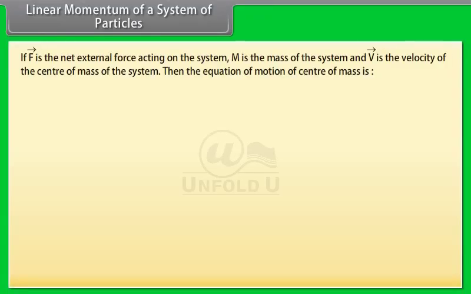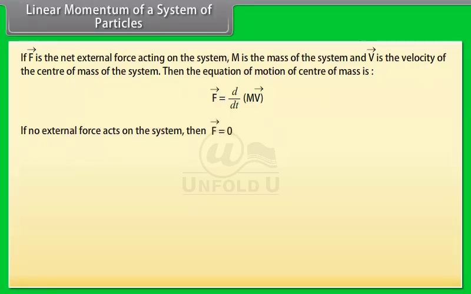Linear momentum of a system of particles. If F vector is the net external force acting on this system, m is the mass of the system and v vector is the velocity of the center of mass of the system, then the equation of motion of center of mass is F vector = d/dt of the product of m and v vector. If no external force acts on this system, then F vector will be equal to 0. By putting the value of F vector in the above equation, we get d/dt of the product of m and v vector = 0.